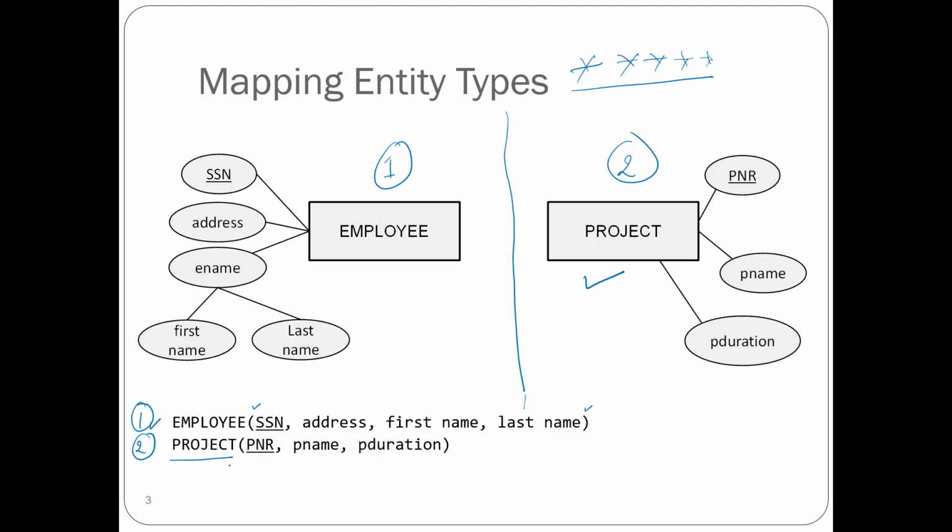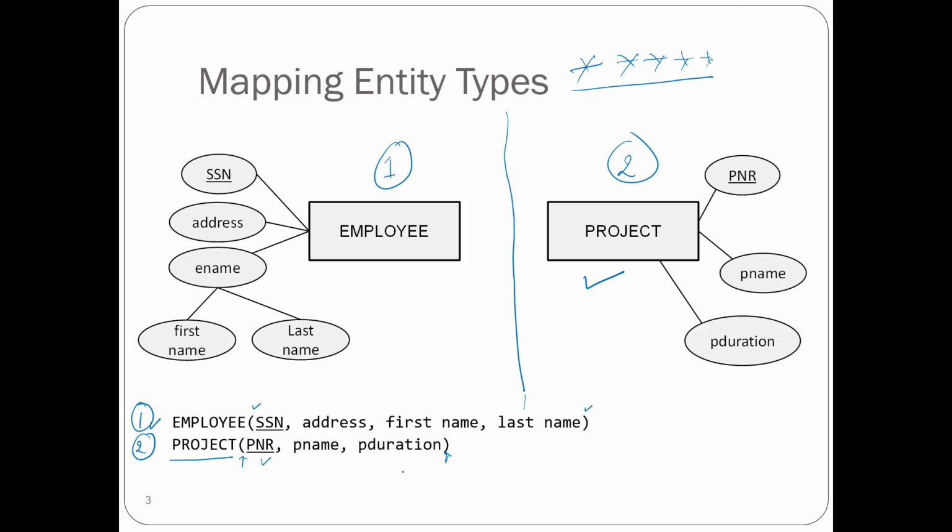So you would write project, you'll make use of the parentheses, opening and closing, and between the parentheses you'll put all the attribute types from the corresponding entity type. Therefore, you will have PNR for project number, which is our primary key, P name, the attribute for the project name, and P duration, that should be the project duration.